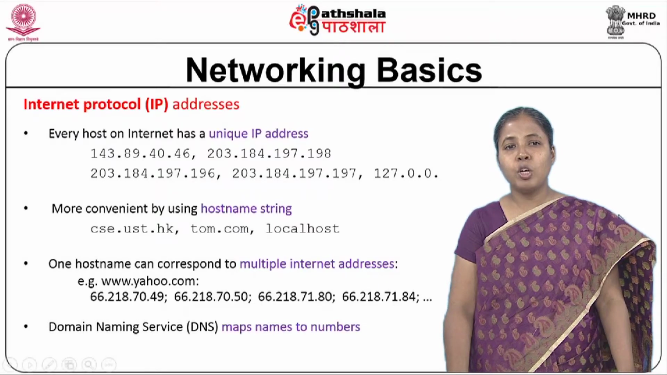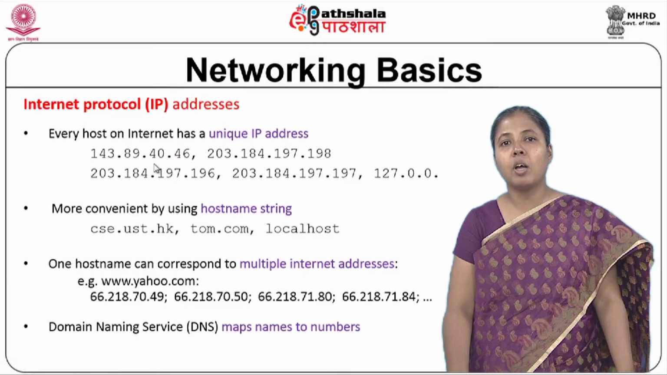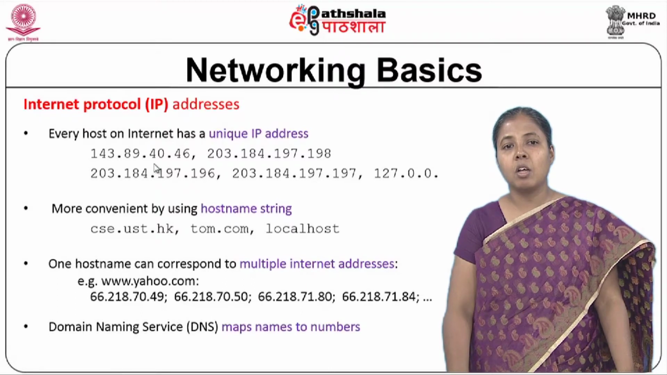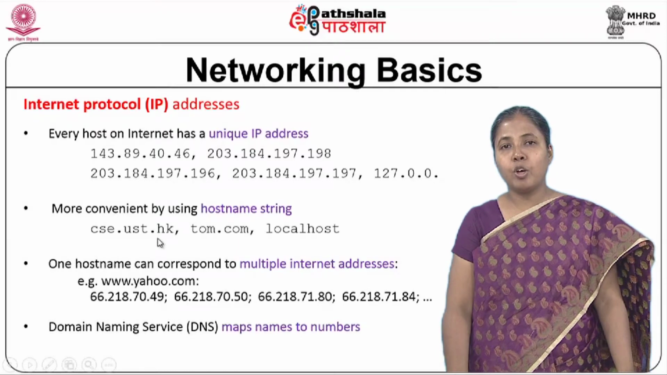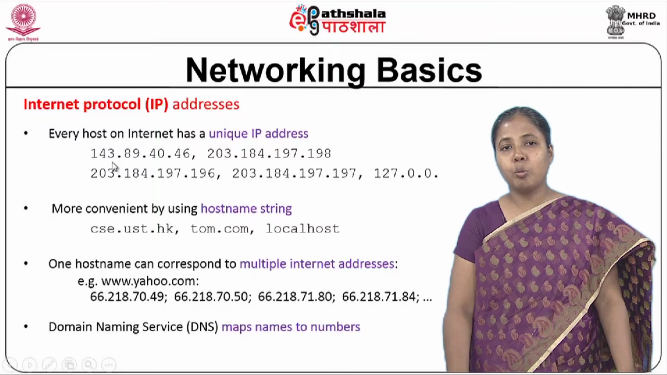An IP address would look like this. We can see an IP address is in the form of decimal digits. It is also called 4 octets, and this is a 32-bit IP address by which we can uniquely identify any host in the internet. And we can also identify a host by a host name string. It is very difficult to remember a host by an IP address or internet address, so we can also go for a more convenient way of remembering a host by its host name.